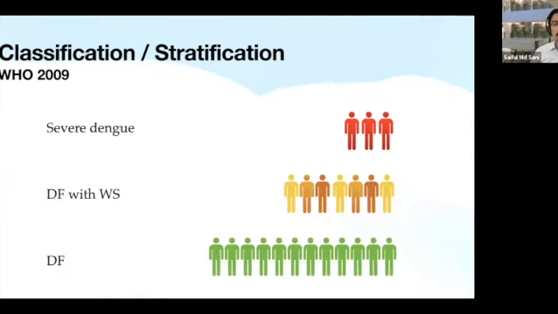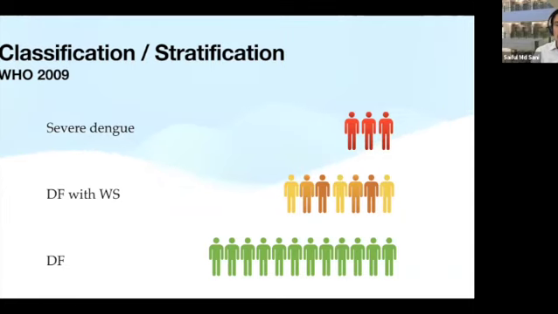Now, the current classification or stratification method that we have for the moment is from the World Health Organization guideline that was published in 2009, and we are still using it in Malaysia. Our CPG are based on this guideline, WHO 2009, and it stratifies into 3 tiers: severe dengue, dengue fever with warning signs, and the more common majority of patients who have dengue fever alone.